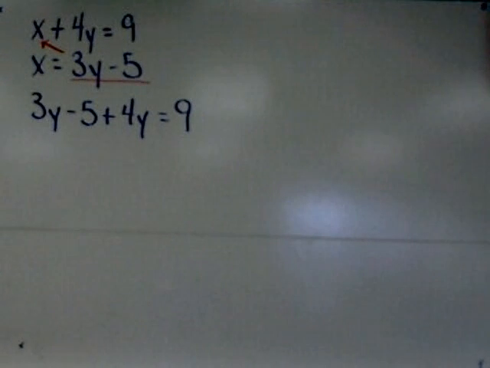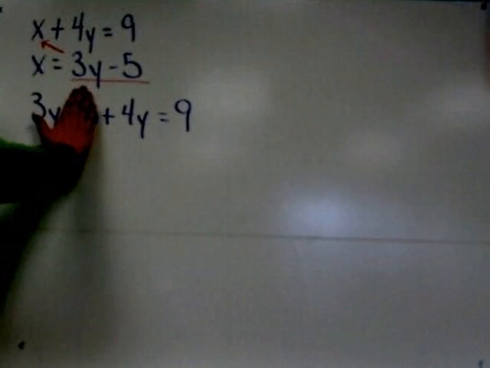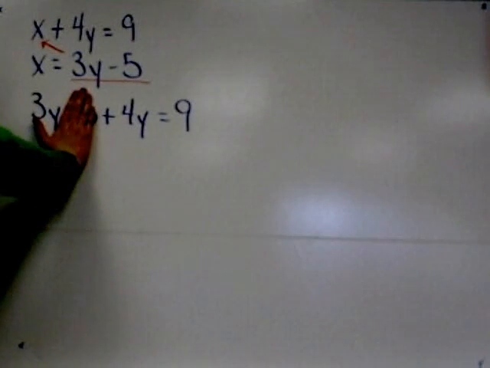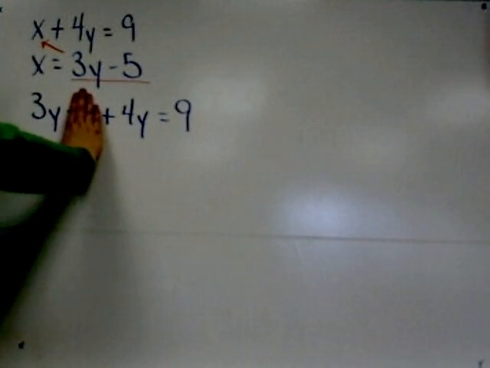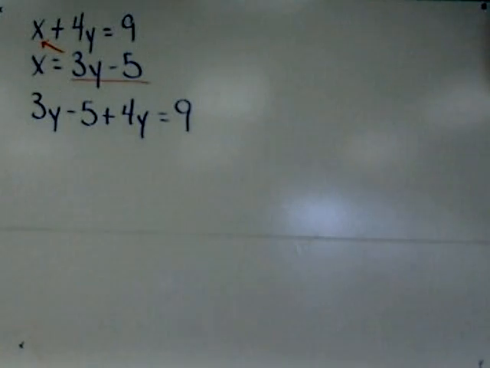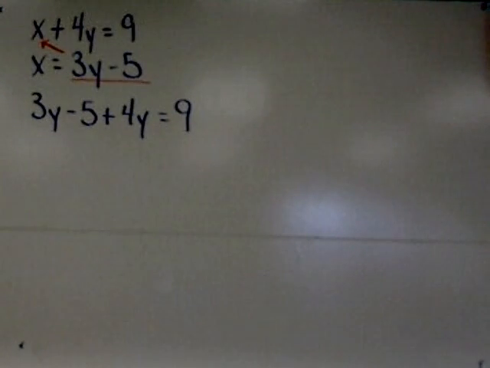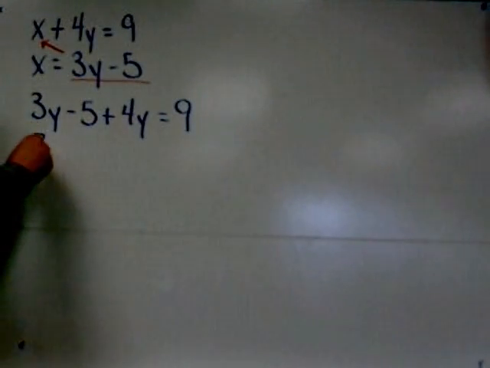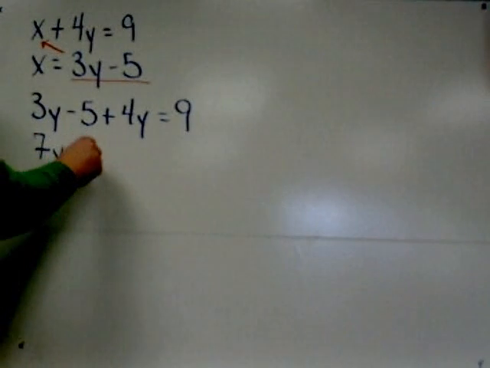Now we can start using the rules of solving equations that we've used throughout the year. If I cover up the minus 5 part momentarily, you can see what I have is 3y plus 4y. 3y plus 4y simplifies to make 7y. So now I have 7y minus 5 equals 9.